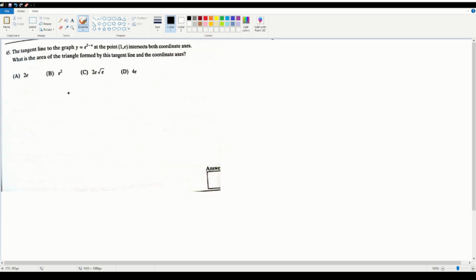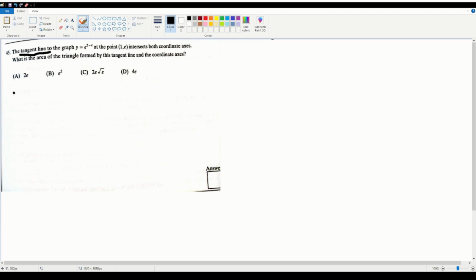Question 45. The tangent line to the graph y equals e to the 2 minus x at the point (1, e) intersects both coordinate axes. What is the area of the triangle formed by this tangent line and the coordinate axes? Let's take this one step at a time. First, let's solve for the tangent line.